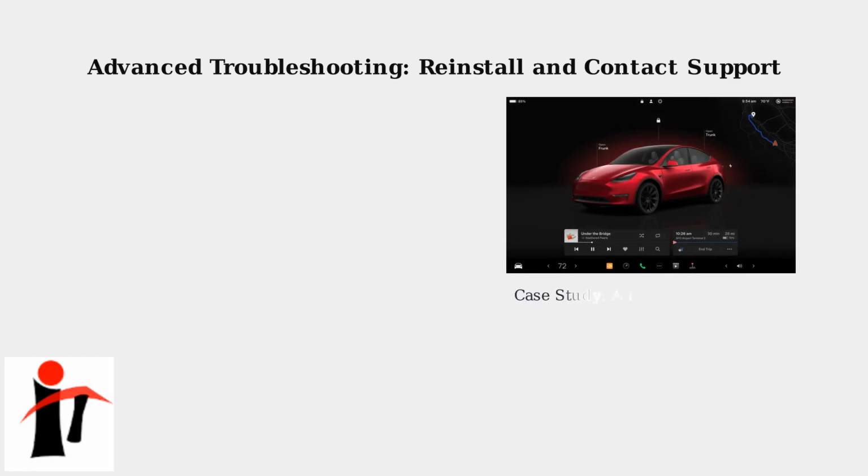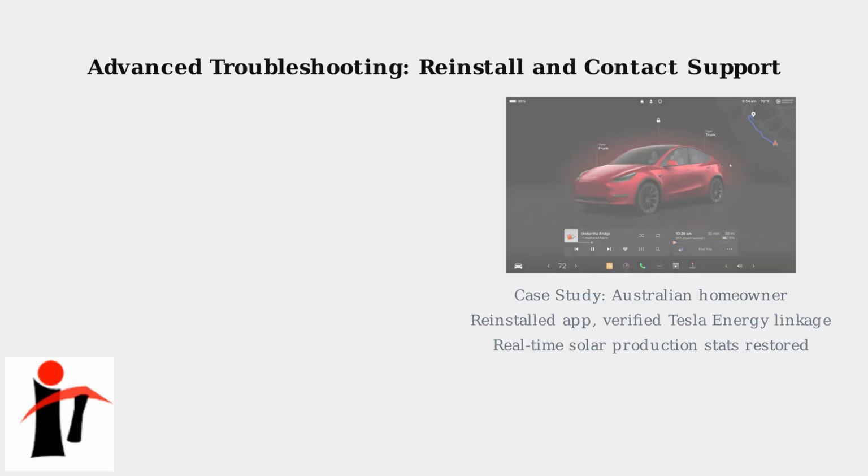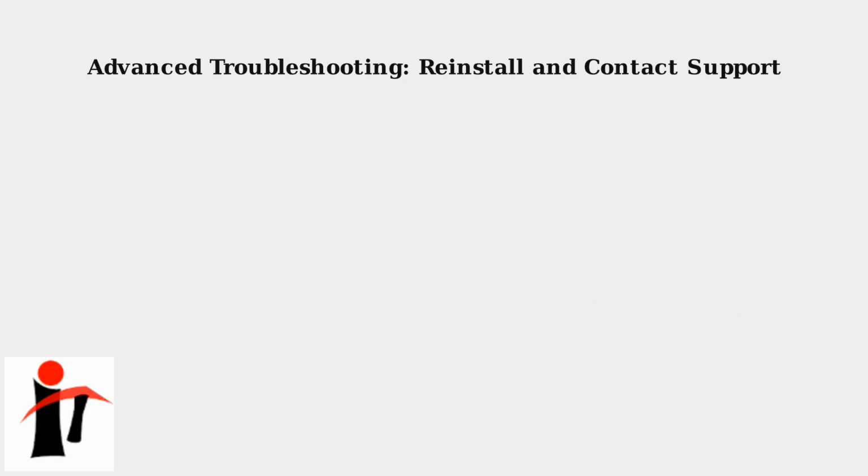For example, in Australia, a homeowner resolved energy data invisibility by reinstalling the app and verifying account linkage with Tesla Energy. This resulted in real-time solar production stats becoming visible. Tesla's support team cited this as a model for troubleshooting, now featured in their official knowledge base.